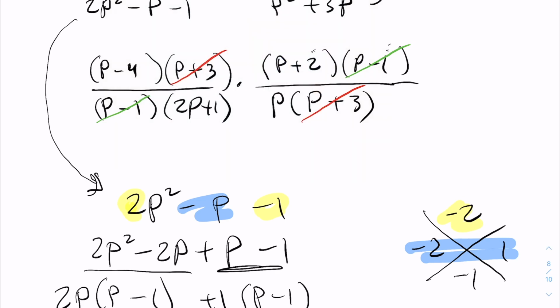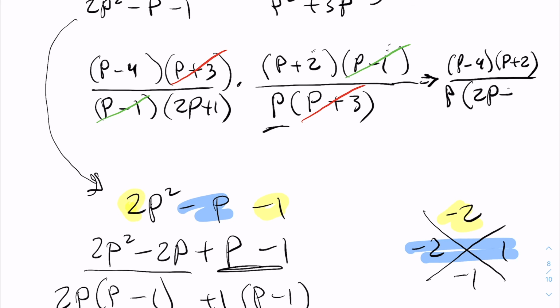I'll take a closer look here. And up top we're going to get p minus 4 times p plus 2. Down below we get, don't forget the p there, we get p times 2p plus 1. So it's p minus 4 times the quantity p plus 2 all over p times the quantity 2p plus 1. There it is.